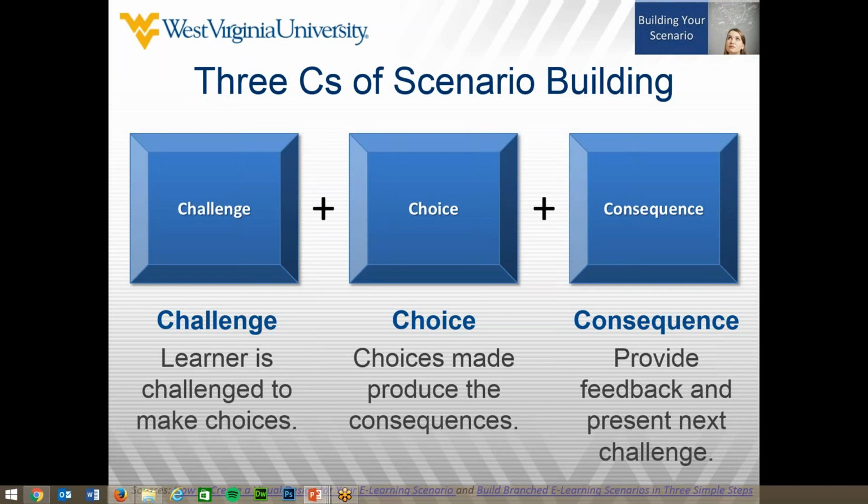Again, if you're using a branching scenario, that can get a bit out there if you're not careful, but you don't have to go crazy with it. But having those consequences, providing that immediate feedback, is really important.